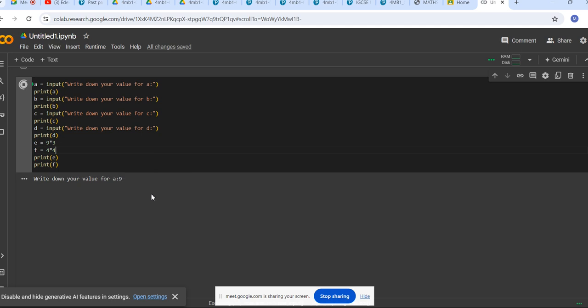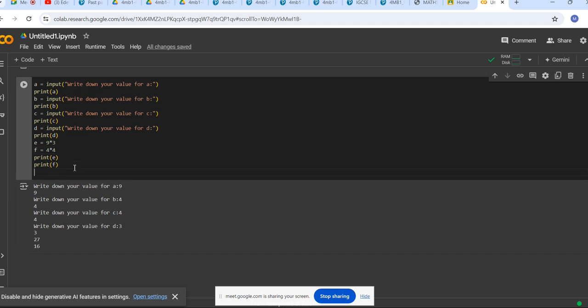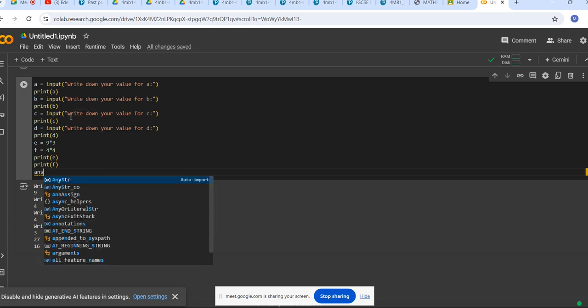I'll write 9, then enter, then again 4, enter, then again 4, enter, and then lastly 3, enter. You're going to get 27 and 16. Now for the final answer, it was actually the fraction for E and F, right? So for this part, this is going to be your answer. Final answer. So I can create a variable with the name ANS, right?